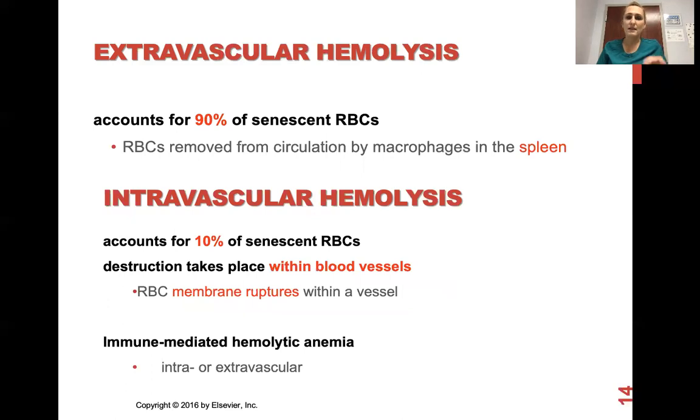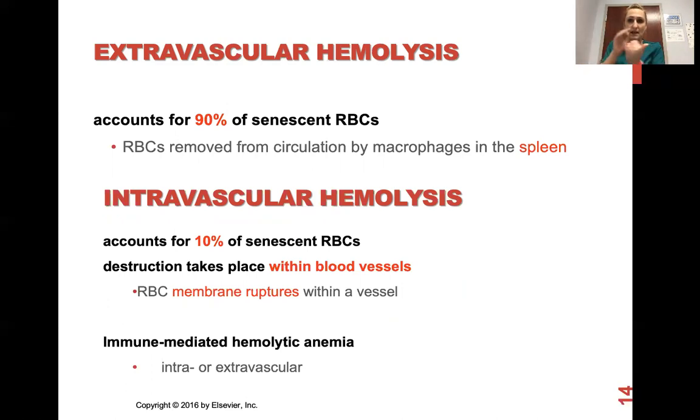Okay, so this gets a little hairy for a second. So extravascular hemolysis and intravascular hemolysis, that's essentially the destruction of red blood cells, whether it's on purpose or immune mediated, etc. So extravascular hemolysis accounts for 90% of senescent red blood cells. That means red blood cells removed from circulation by macrophages.